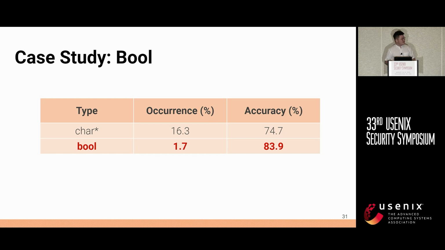However, there is one special case here. For the Boolean type, it only occupies 1.7% of the dataset. However, we achieve comparatively high accuracy here. Why? So we conducted an investigation on that.